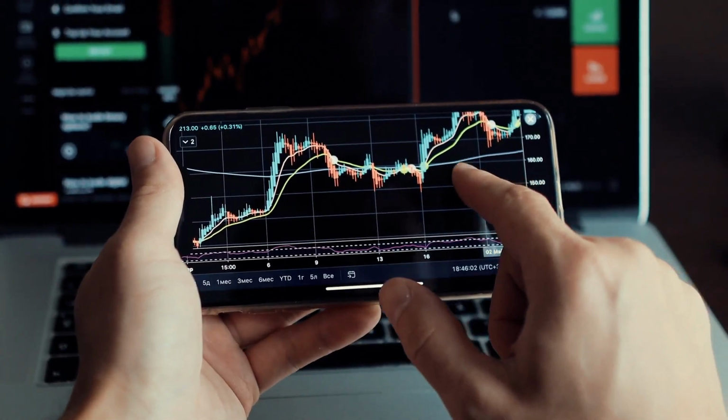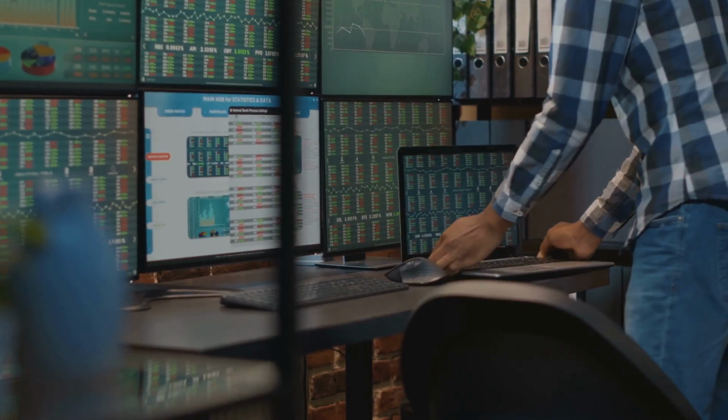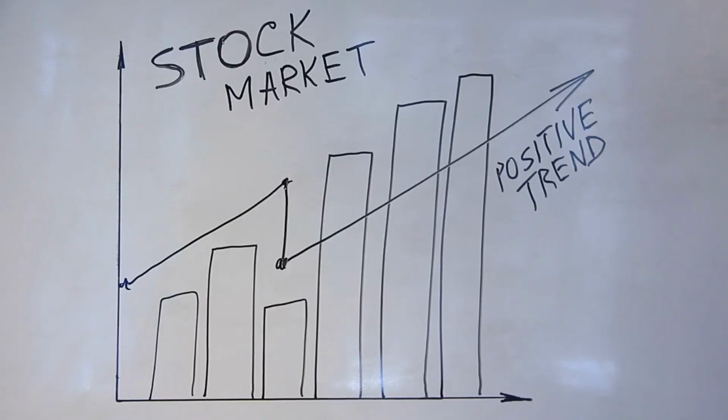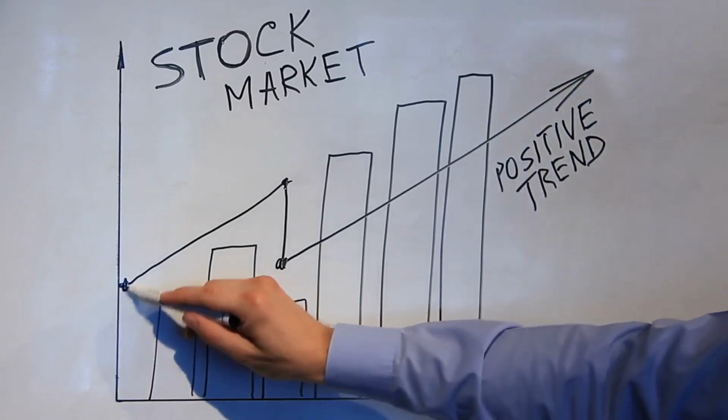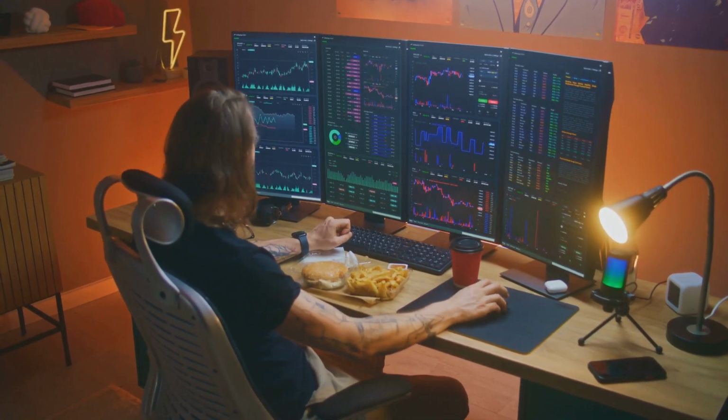Section 5, Risk Management, Protecting Your Capital. Listen up, traders. This is crucial. Risk management is not optional. It's the foundation of long-term trading success. Before you even think about clicking the buy button, you need a plan to protect your hard-earned capital.